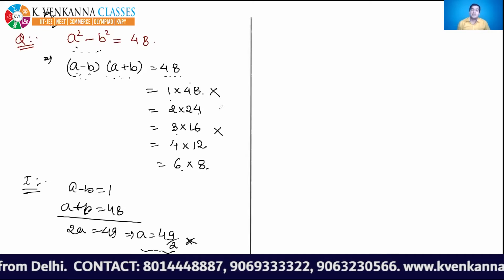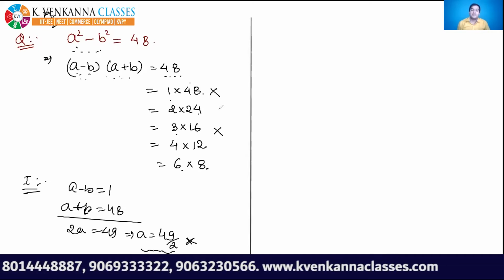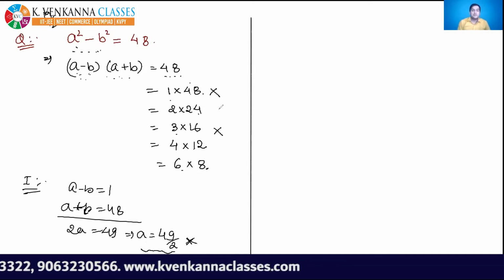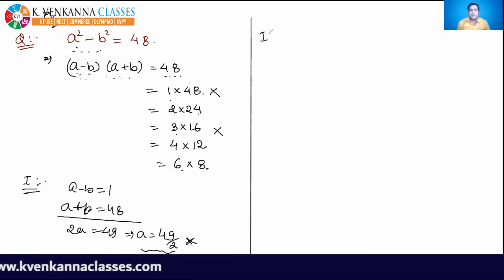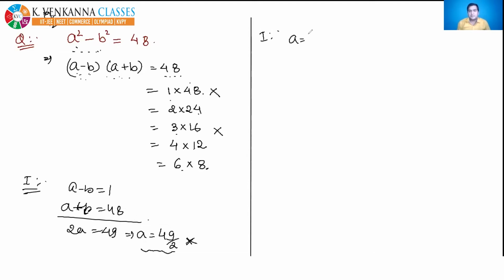So let's solve these 3 cases. We have to solve these 3 cases. The first case, properly it is the first case because the earlier case is rejected. So in the first case I am writing a minus b is equal to 2 and a plus b is equal to 24. Okay.